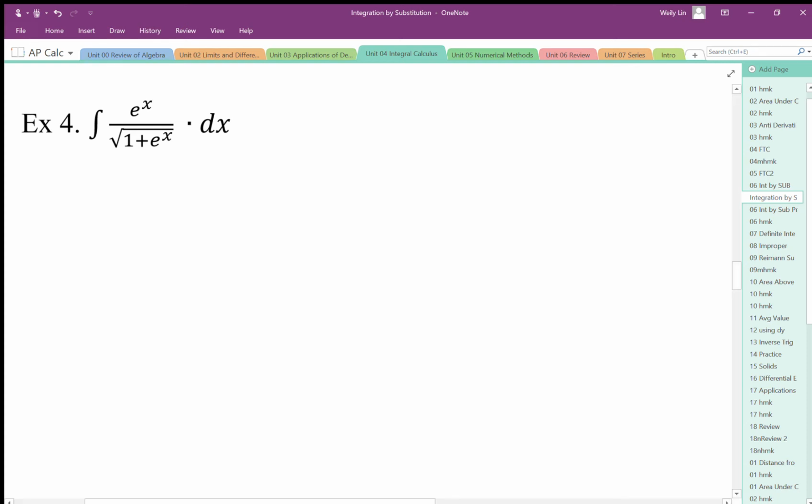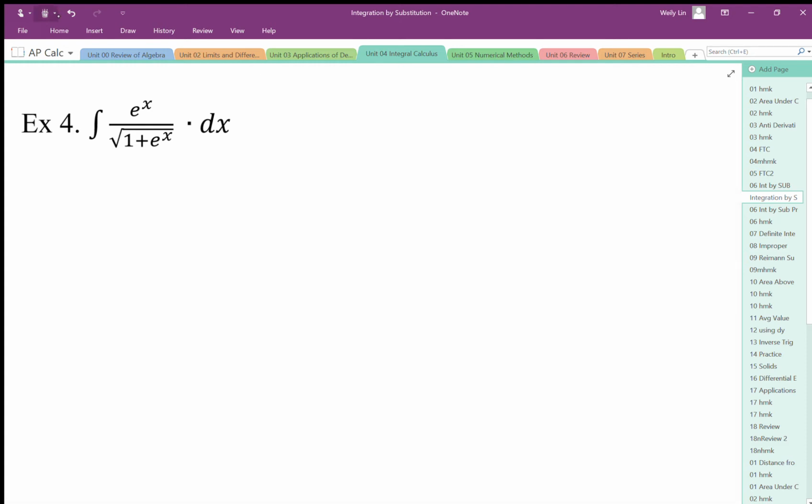So moving on to the next example here. Again, we want to evaluate this integral. It's not a standard integral. So we want to see if we can apply our substitution to this integral.